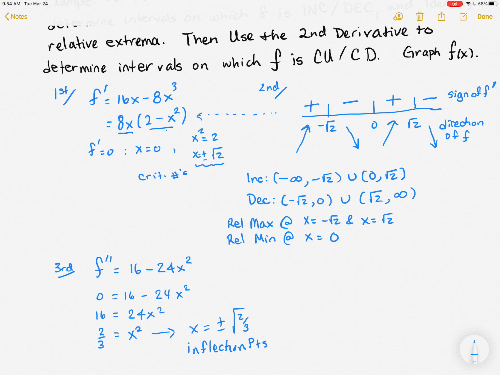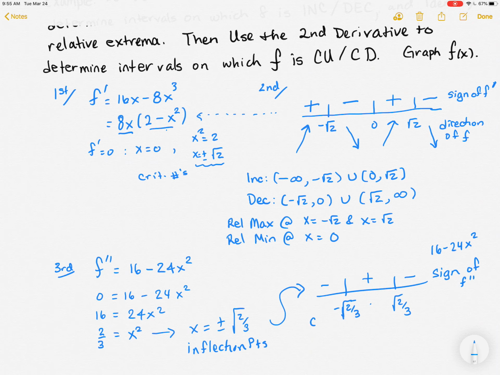So let's go over here and check the sign of f double prime about those 2 inflection points. 2/3 is smaller than 1, so the square root of 2/3 is in the neighborhood of 1, right? But not quite as big as the square root of 1. So in here, as my test point, I can use -1. My second derivative is 16 minus 24x squared. So if I put in a -1 or even a +1 and square it, I get a 1. 16 minus 24 is going to be negative. So both of those intervals will be negative. In between, I can use 0 as my test point, which shows me my second derivative is positive.